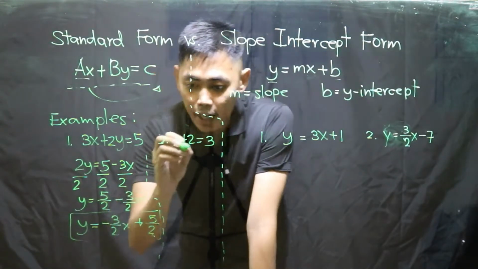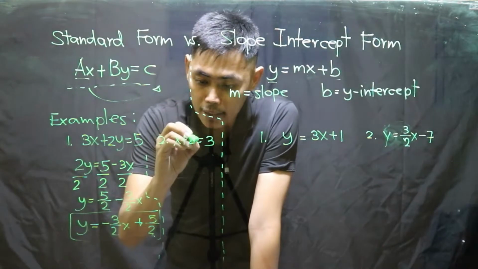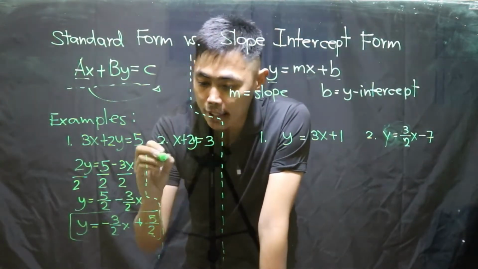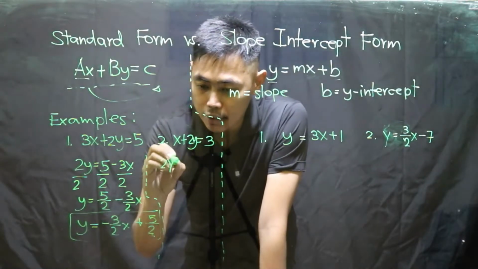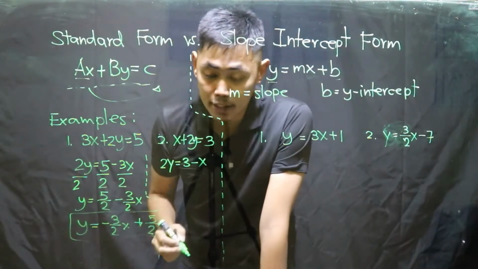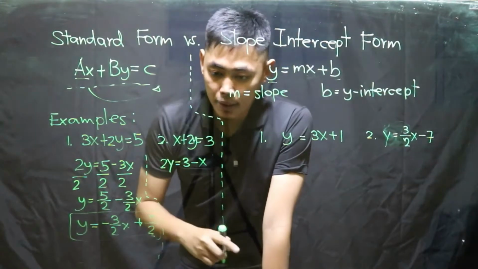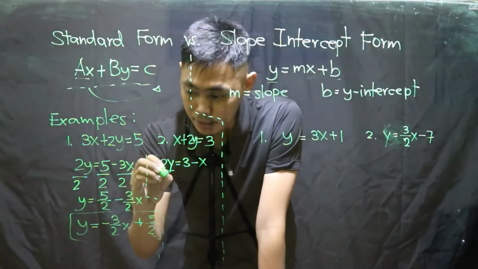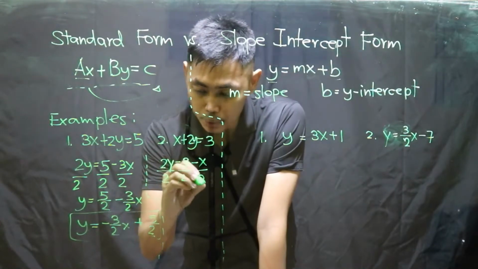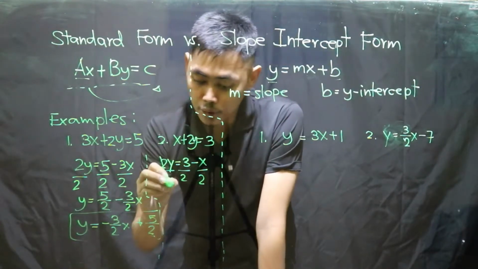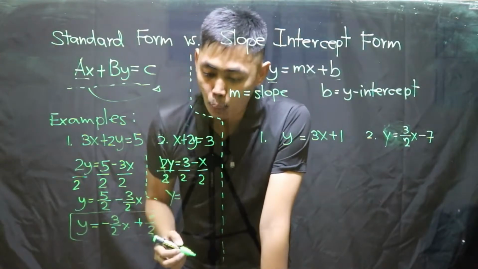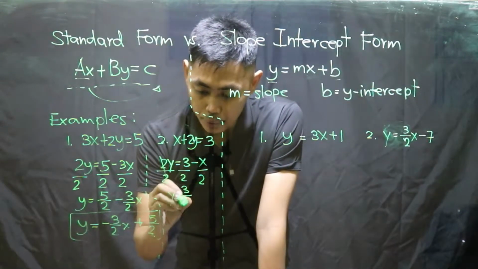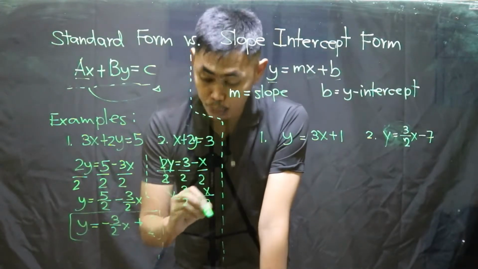So we have here x plus 2y is equal to 3. So remove x, so we have 2y is equal to 3 minus x. Again, positive, when transferred to the other side, it would become negative. Then we just need to divide each side by 2 to remove 2 here. So we are left with y is equal to 3 over 2 minus x over 2.